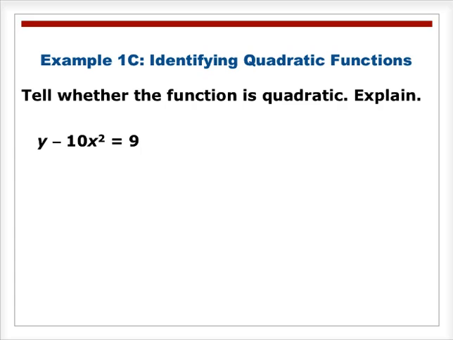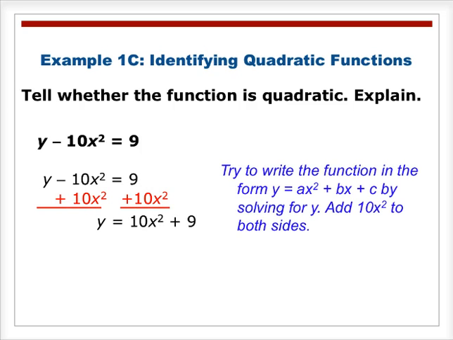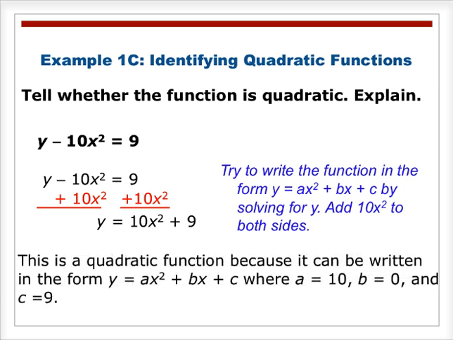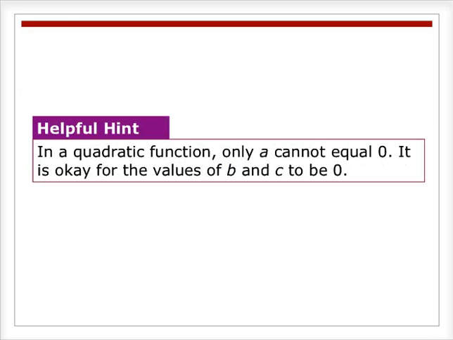If we look at this one, although it's written as y minus 10x squared equals 9, if I solve for y, I'm going to see that y equals 10x squared plus 9. And I see that I have an a term of 10x squared, and I have a c term of 9. And it's okay if I have no b term. It's still a quadratic function. I have a binomial, 10x squared plus 9. The largest degree term is 2, so that makes it a quadratic. For a quadratic function, only the a cannot equal 0. It's okay for b and c to be 0.